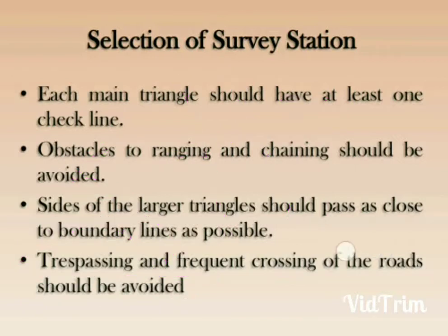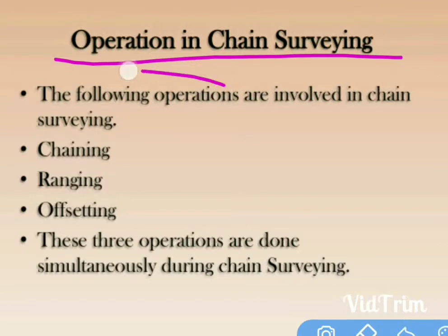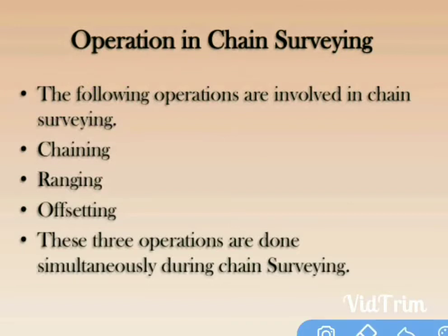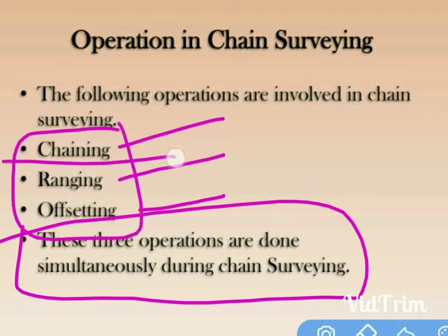Next, operations in chain surveying. What are the operations we have to do for chain surveying? Here we require the following operations. First one is chaining. Next one is ranging. Next one is offsetting. We have to do these three operations simultaneously for chain surveying. What are the three operations? Chaining, ranging, offsetting, right? Clear?